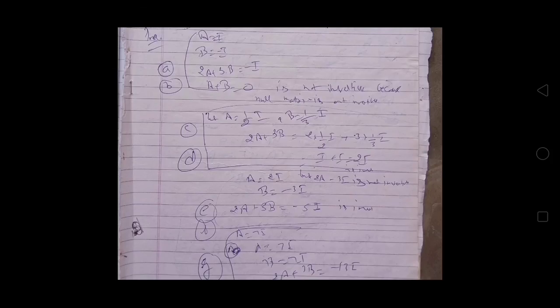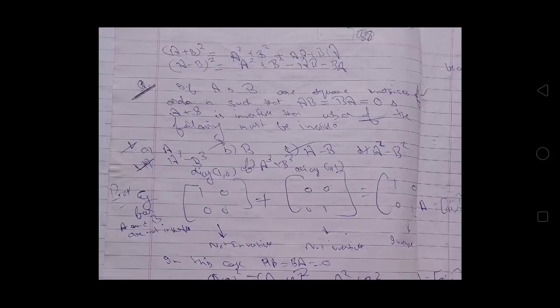If you want to proceed through all of these options, you can also approach them by this approach. Now A plus B whole square is equal to A square plus B square plus AB plus BA, and A minus B whole square is equal to A square plus B square minus AB minus BA. We haven't written it like A square plus B square plus 2AB because we don't know whether A and B commute with each other or not. We have to write it like this.